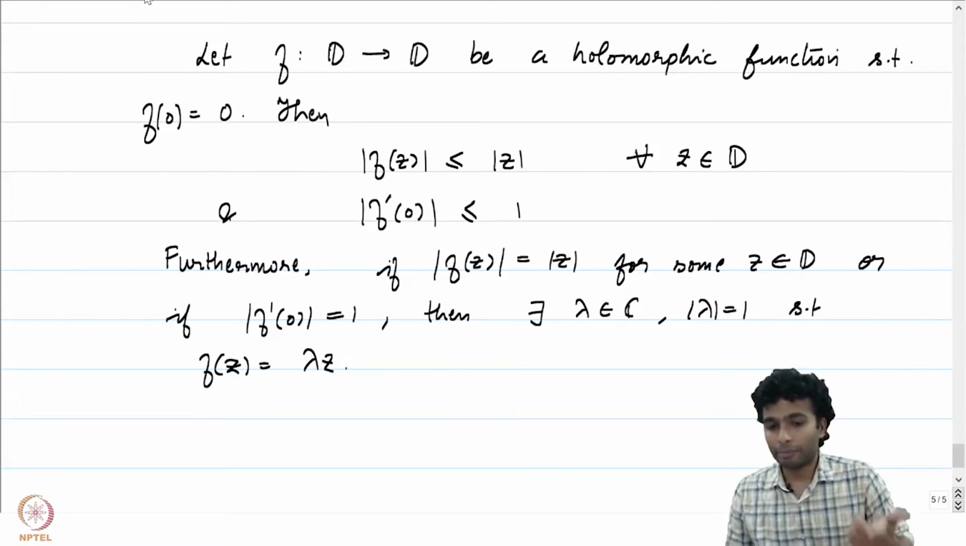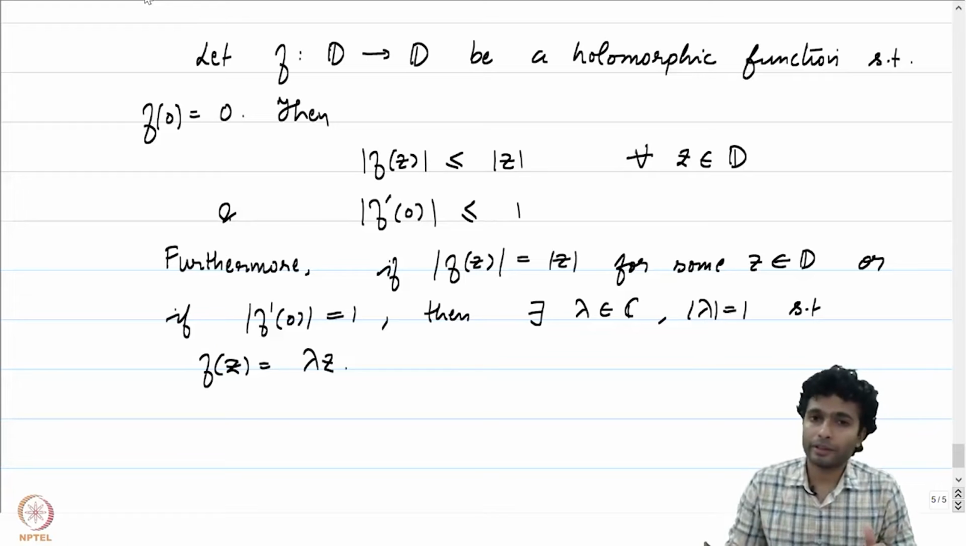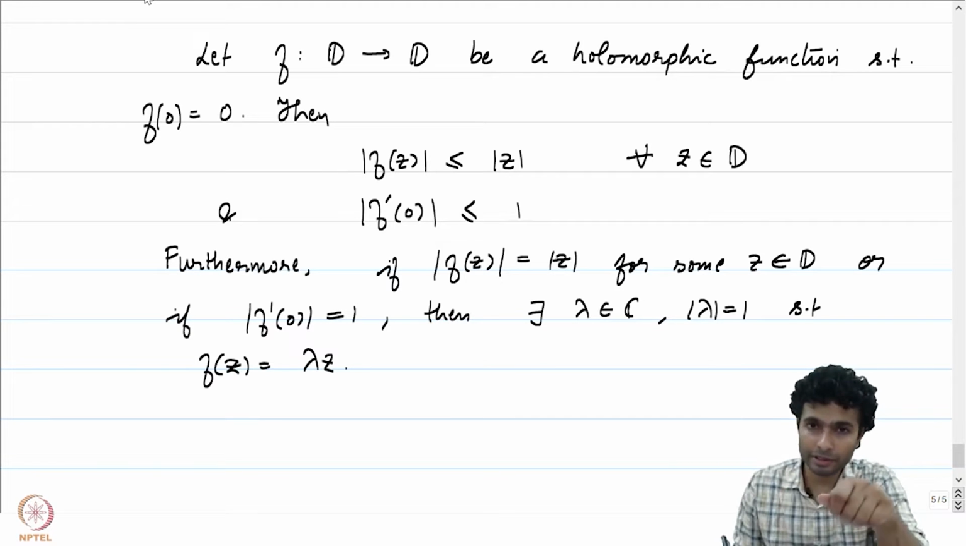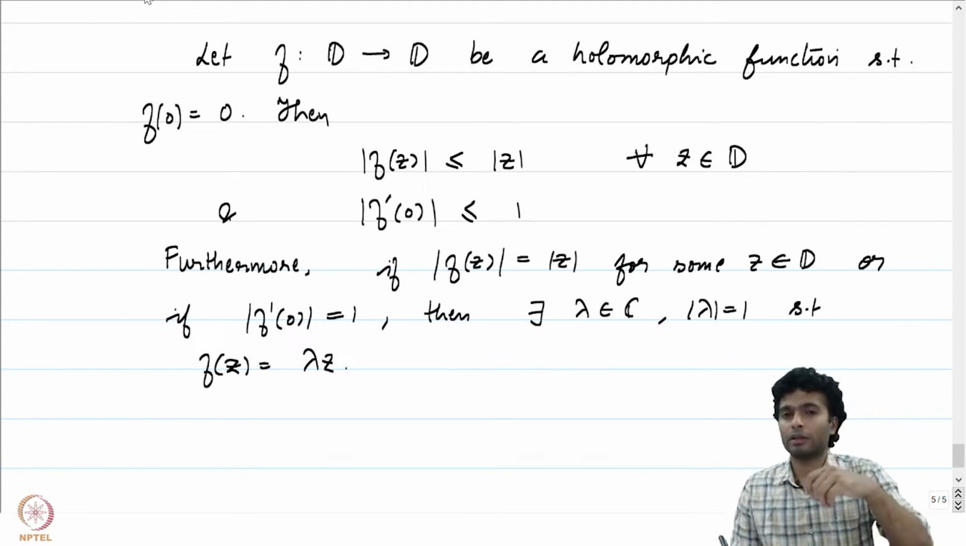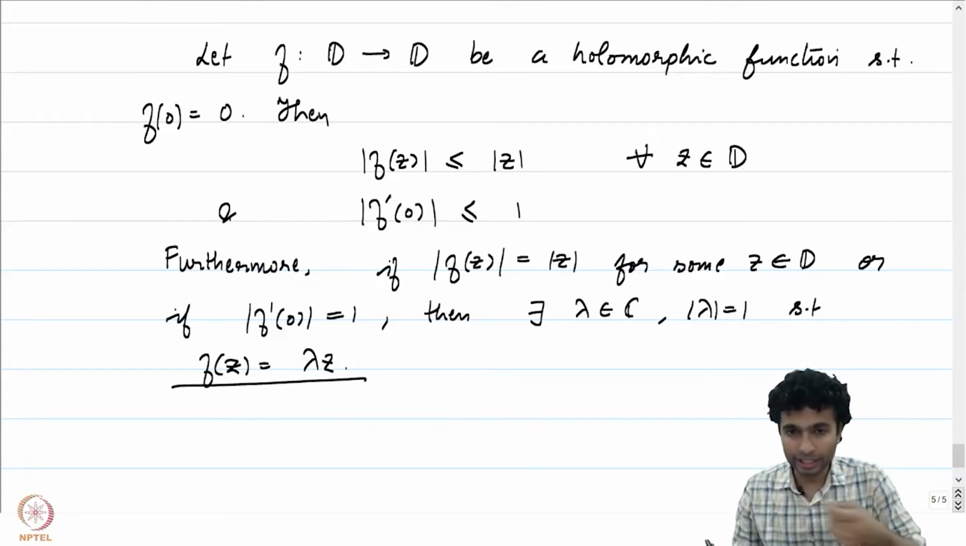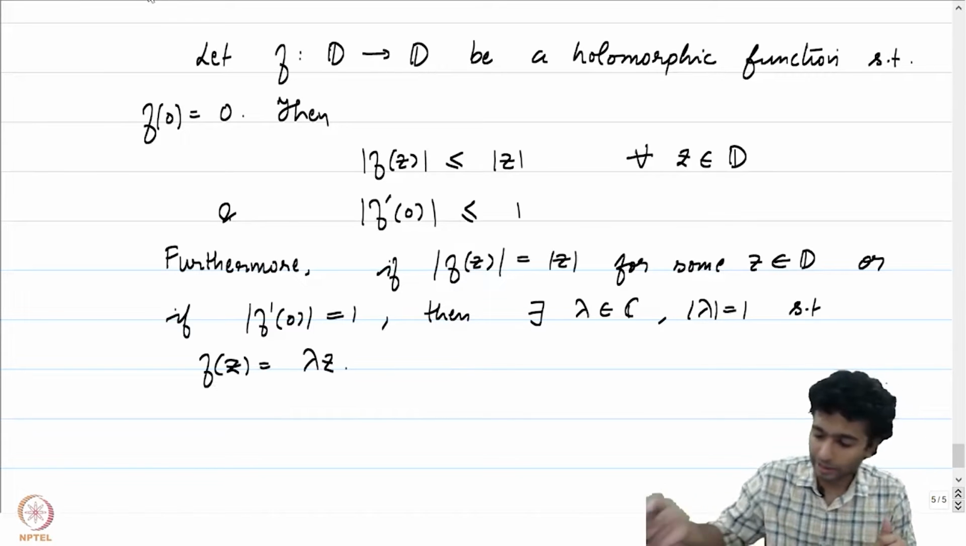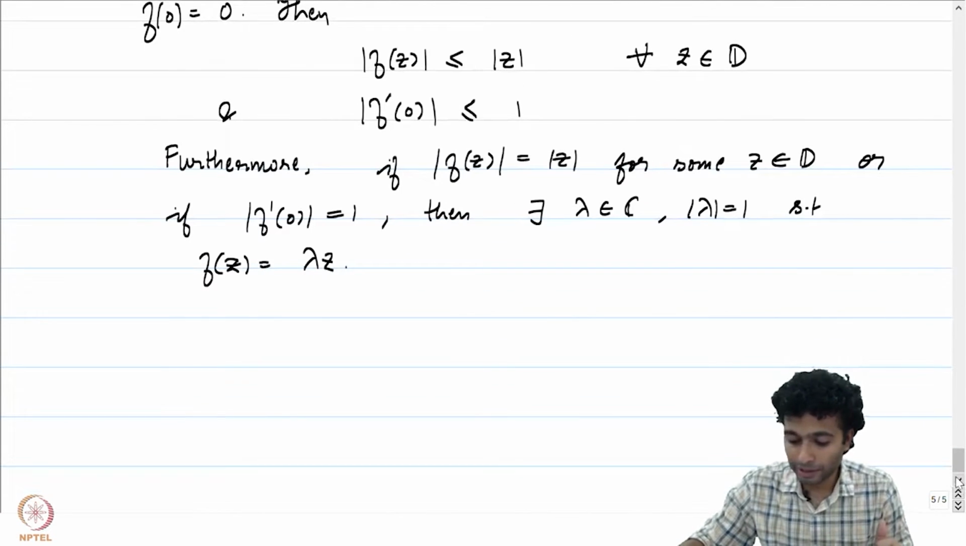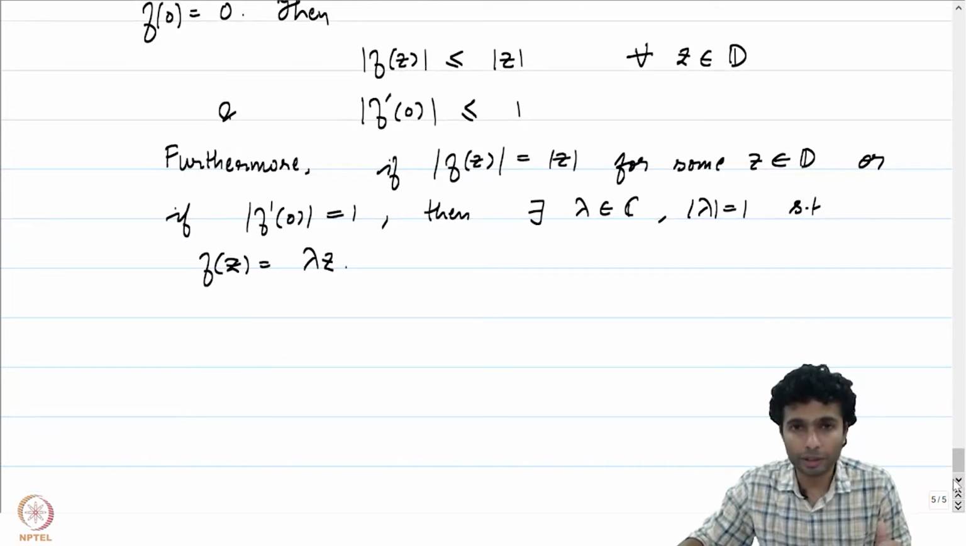If that is not happening, if for some point in the unit disk the absolute value of f(z) is the same as the absolute value of z, then it's a rotation. Notice that lambda times z is just a rotation when lambda is of absolute value 1. When lambda is of absolute value 1, it means that lambda is some e to the power i theta. Multiplication by e to the power i theta is just a rotation.